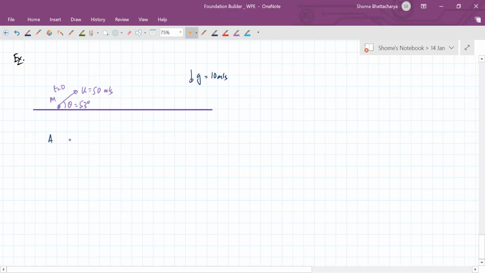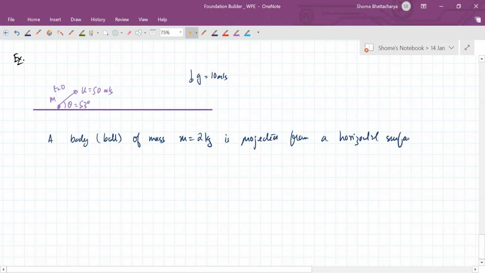So a body like a ball of mass m equal to 2 kilograms is projected from a horizontal surface as shown in the diagram at time t equal to 0. That is when we are setting our stopwatch to 0 when we project this body.